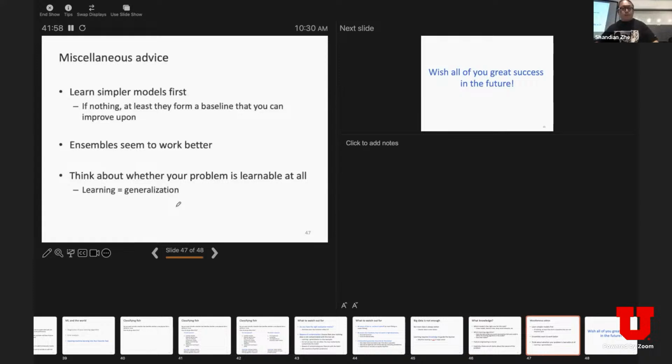And miscellaneous advice: learn a simpler model first, right? If nothing else, it forms a baseline that you can improve upon. Don't try to build a 250-layer neural network first. It is resource consuming, and you don't know whether your method is reliable or not. Start from a simple model. And ensembles seem to work better.